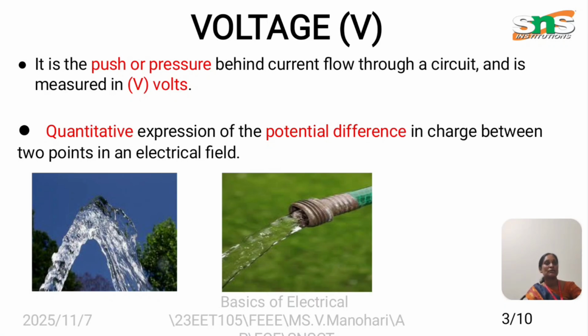Let us talk about the three important concepts in any electrical circuit: voltage, current and then resistance. First, what is voltage? Voltage is a pressure that pushes electric charge through the wire. You can think of it as a force that makes the current flow. It's measured in volts.